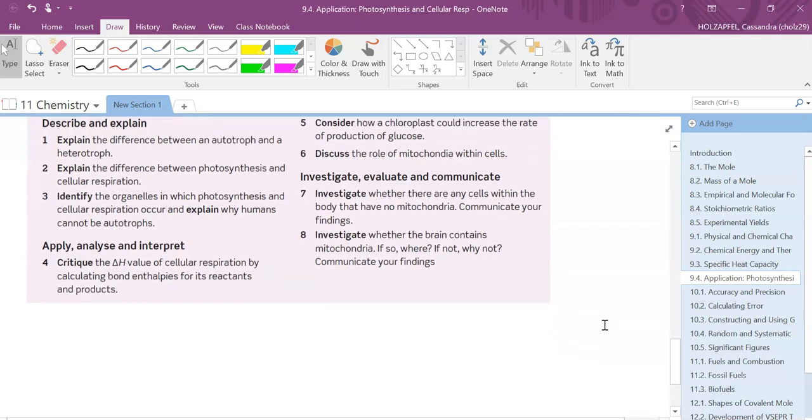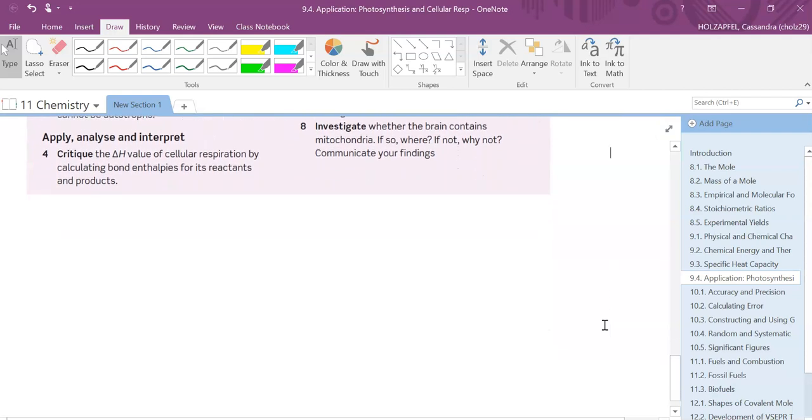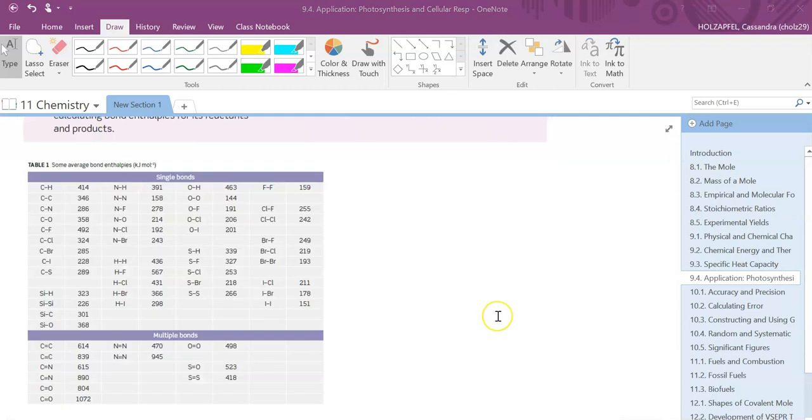Let's jump into question 4 now. So critique the change in enthalpy value of cellular respiration by calculating bond enthalpies for its reactants and its products. So let's go. I'm going to go grab that enthalpy table. All right, so this is the enthalpy table, and I think this was from chapter 9.2. So it just tells us the energy within the bonds.